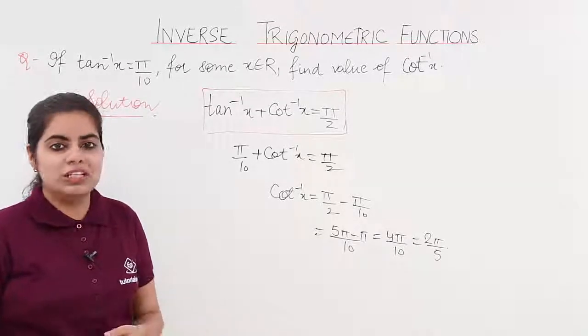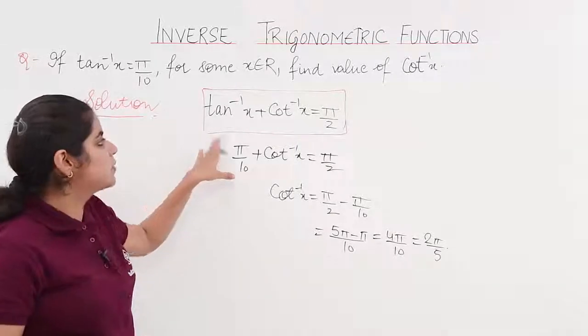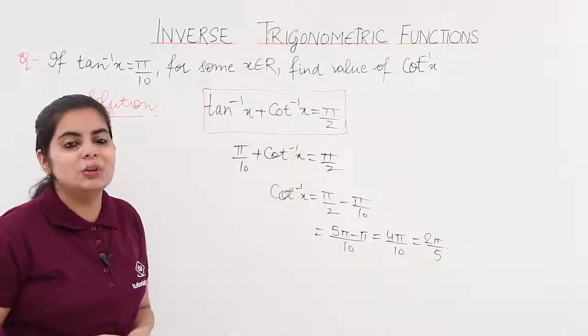What did we do? We basically used the formula. What was the formula? Tan inverse theta plus cot inverse theta is equal to pi by 2.